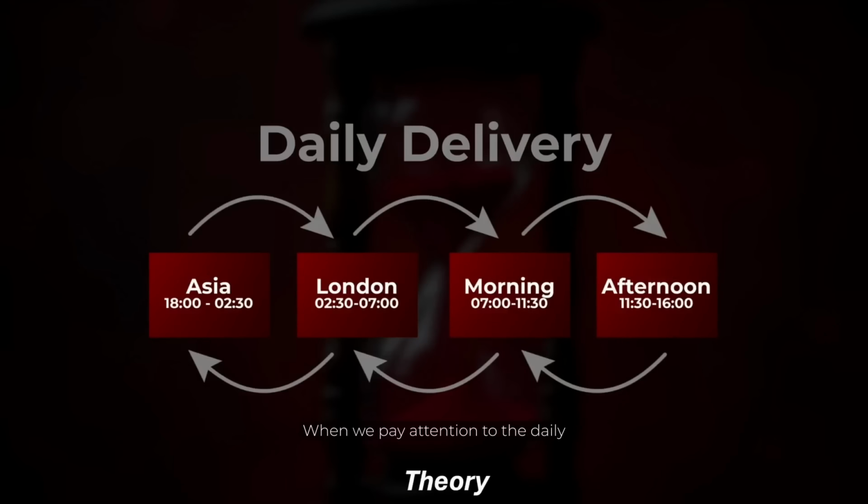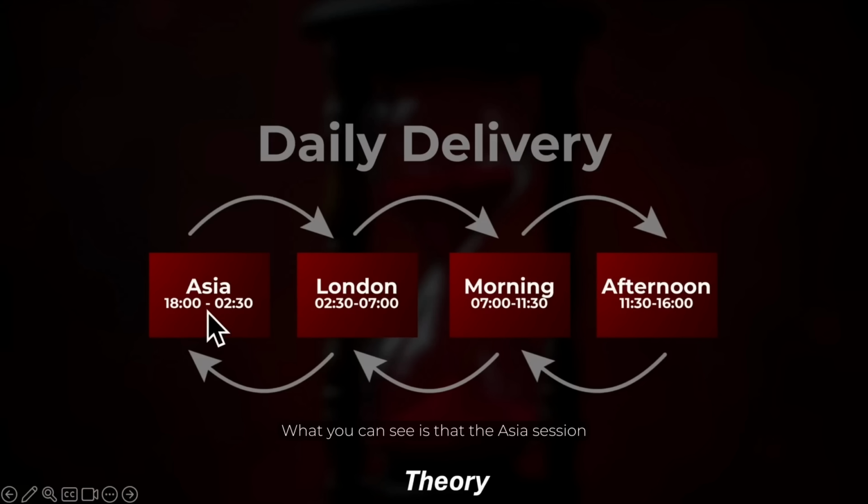When we pay attention to the daily delivery then, what you can see is that the daily delivery begins with the Asia session right here and ends with the afternoon session. All the timings which I have provided right here are in New York time. On TradingView, you can change on the bottom right of your charts your time to New York time. And that is something which I suggest you to do to be aligned with what I'm teaching to you.